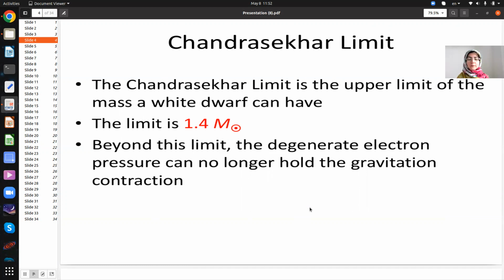If the core after the giant phase, when it becomes a planetary nebula, is less than 1.4 solar mass, the Chandrasekhar limit, then it becomes a white dwarf. But if the mass is larger than 1.4 solar mass, it becomes a neutron star or supernova or a black hole.